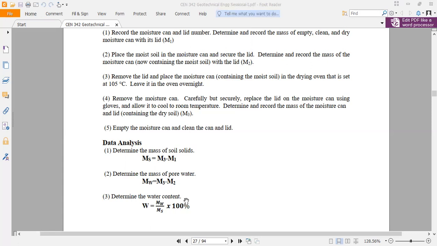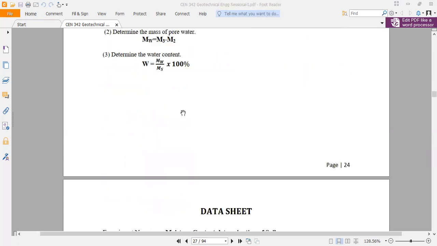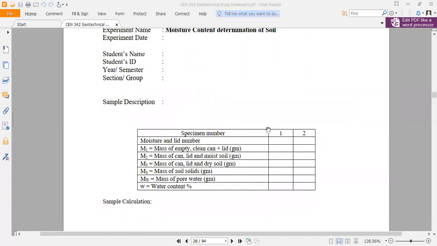So by using these equations, we determine the actual water content. You will find this chart. First, you have determined M1, the mass of the empty, clean can with lid. Then M2, the mass of can, lid, and moist soil. Then M3, the mass of can, lid, and dry soil. Then you get MS, then MW, and finally the water content, I mean how much water percentage is available in the soil sample.